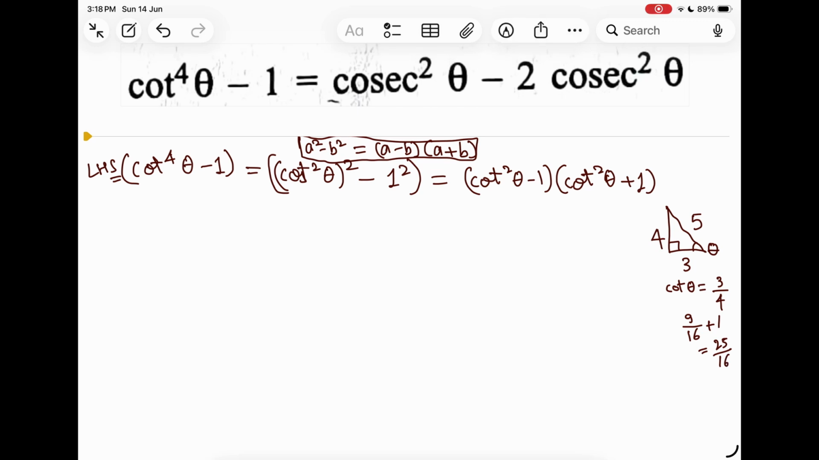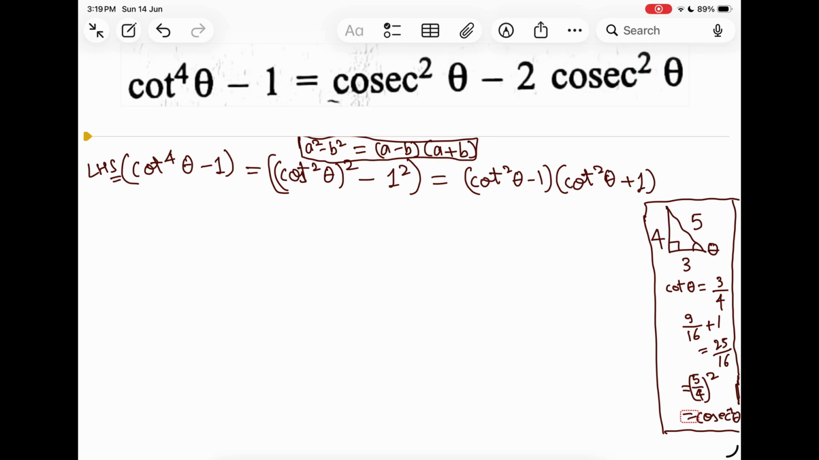But we all know that 25 upon 16 is nothing but 5 upon 4 whole square. Now, in this triangle, what is 5 upon 4? Even though you don't remember, now we all know that 4 upon 5 is nothing but sine theta, right? So 5 upon 4 is nothing but cosec theta. So 5 upon 4 whole square is cosec square theta, right? So this is how you are required to recall the formulas if you have any doubt in the formulas that are to be used in the question.